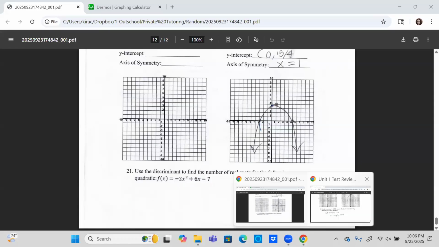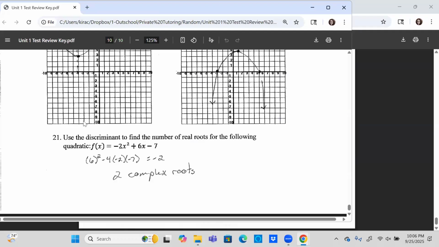Okay, that was so much. Woo. They put complex, same thing. Complex is imaginary. It's fine.